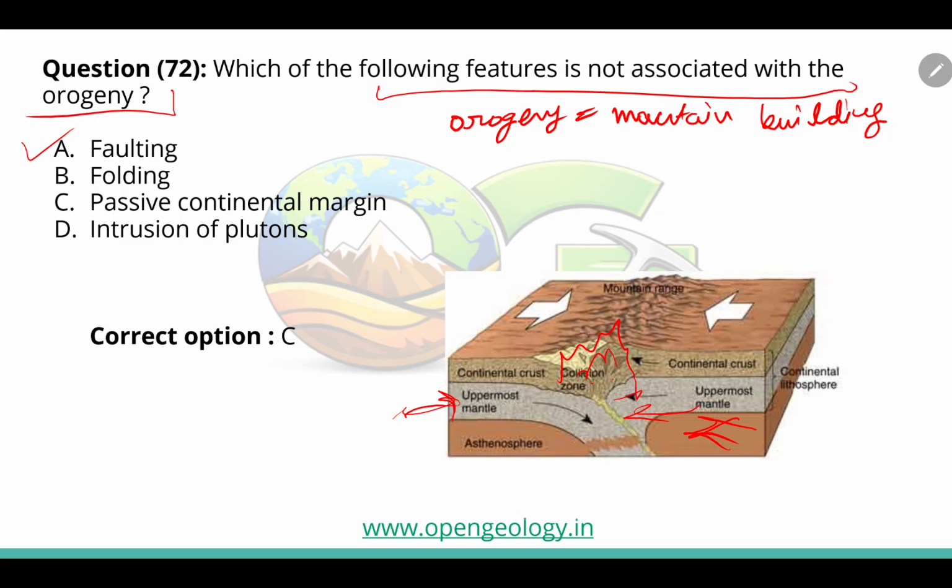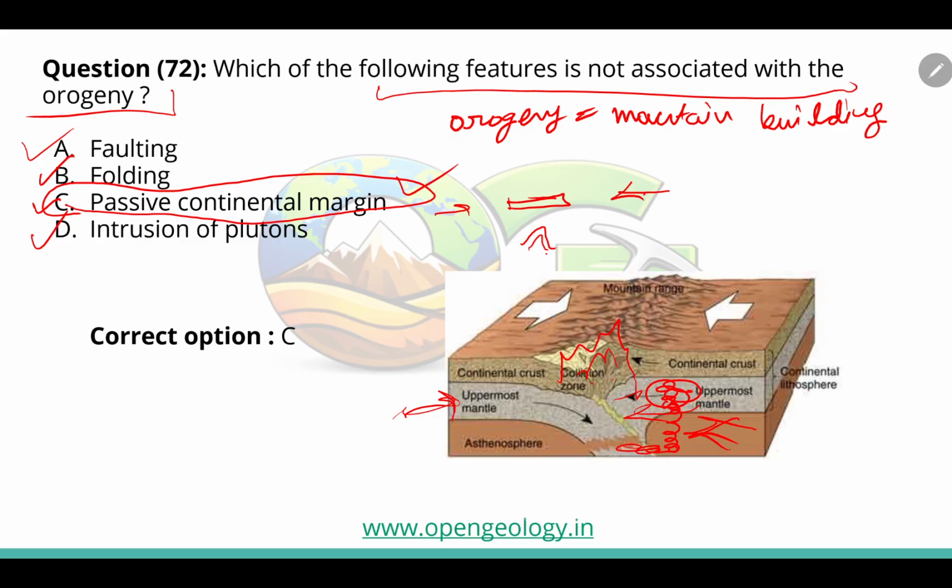Mountain building process. Whenever both plates come towards each other, there will be faulting. Reverse faults form during the destructive plate boundary. And then you have folding, because you are putting pressure from both sides, so things will bend. Then intrusion of plutons: the subducting plate will be partially melted and plutons will be emplaced. But it is not associated with the passive continental margin. There must be active continental margins, like the boundaries of plates. So the third option is not associated with orogeny.